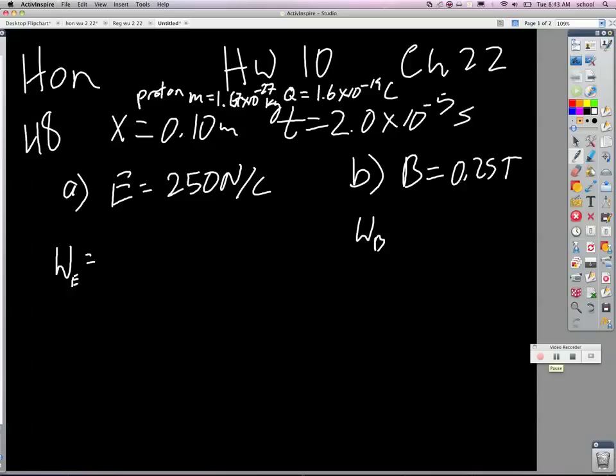Work is going to equal FE times distance. FE is EQ, and then multiply that by the distance. So then I get 250 times 1.6 times 10 to the minus 19 times the distance of 0.1. So it's 25 times that. And 1.66 is 150, 3.75 times 10 to the minus 18 maybe? That's the answer?